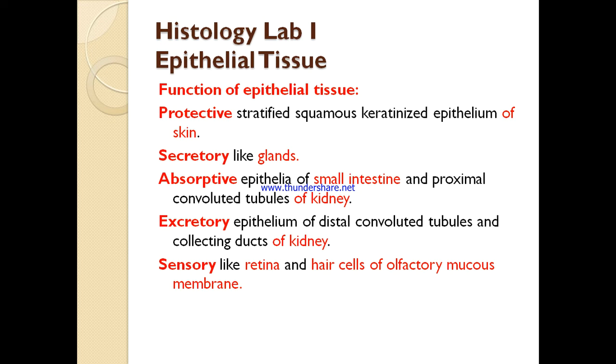Number 1, protective in the skin, secretory in the glands, absorptive in the small intestine and proximal convoluted tubules of the kidney, excretory in the distal convoluted tubules and collecting ducts of the kidney, sensory in the retina and hair cells of the olfactory mucous membrane.